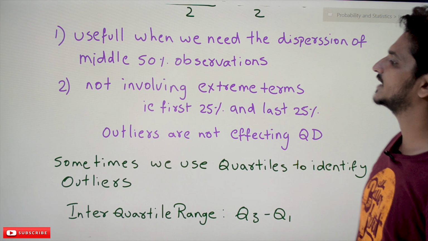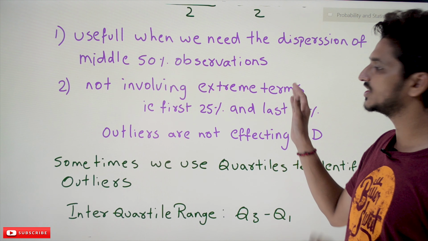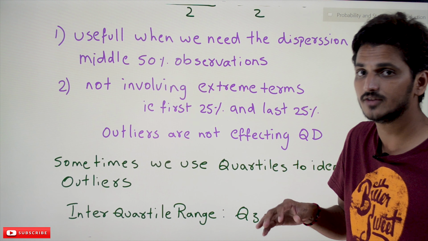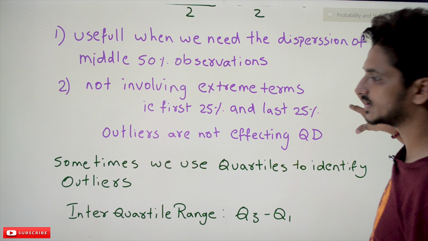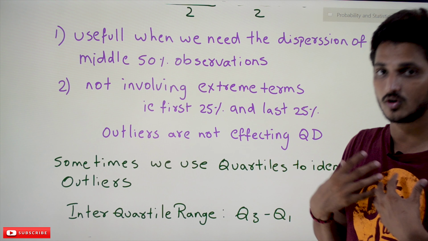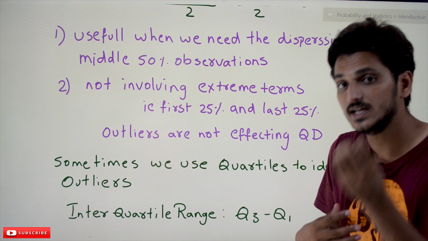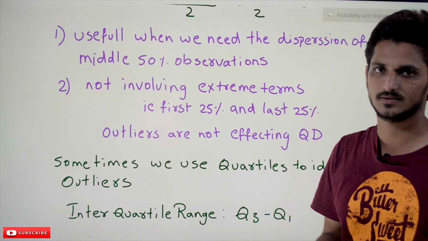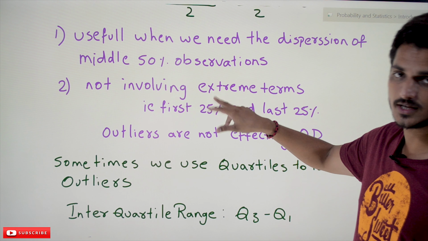Now coming to the next point, not involving the extreme terms. The first 25% data points are not involved in our quartile deviation, and the last 25% data points are also not involved in our quartile deviation. So our quartile deviation is not affected by outliers. This is the point you have to understand.